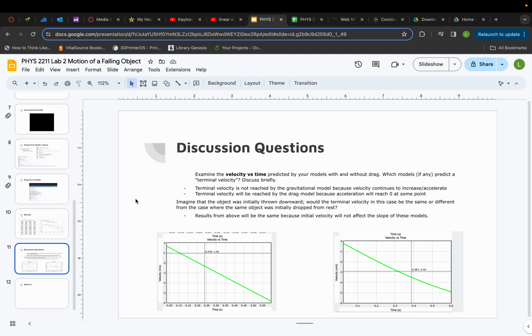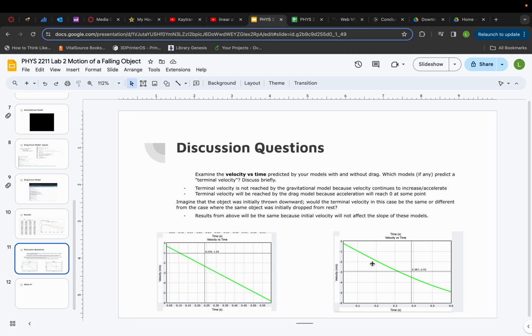Lastly, here are some discussion questions. Which models, if any, predict the terminal velocity? So in the gravitational model, terminal velocity is not reached because velocity will continue to increase and accelerate because there is no opposite force in the positive y direction. However, in the drag force model, terminal velocity will be reached because acceleration will reach 0 at some point.